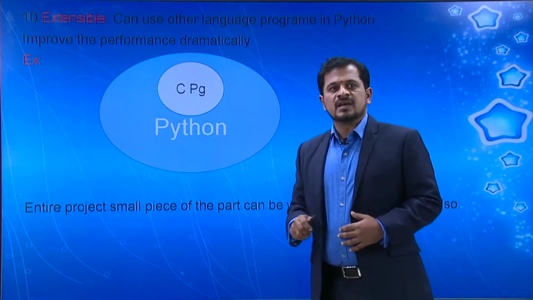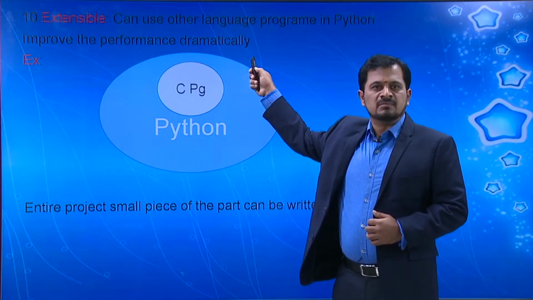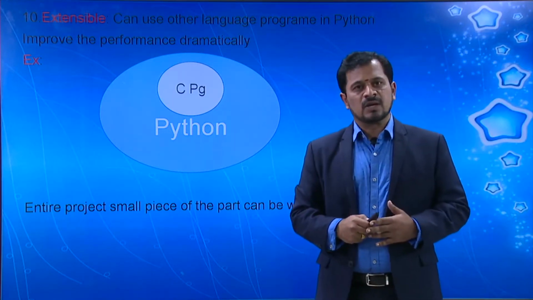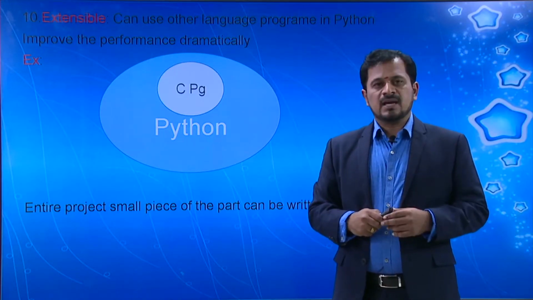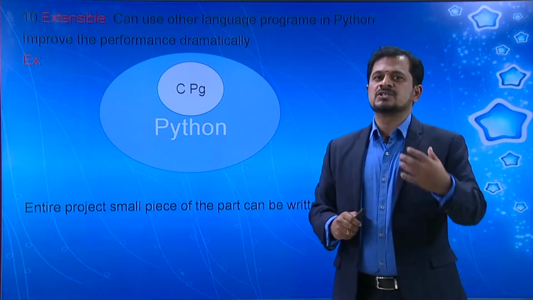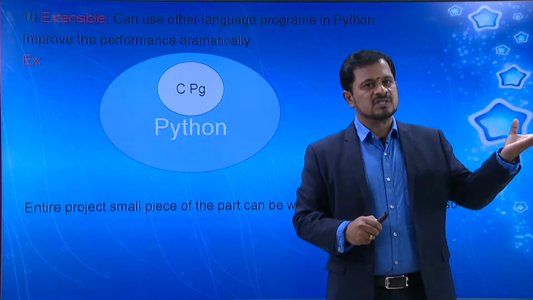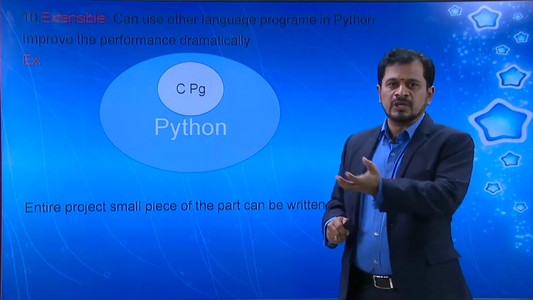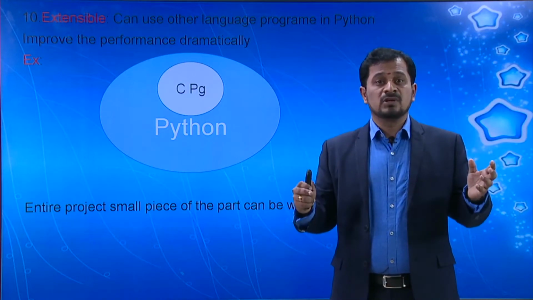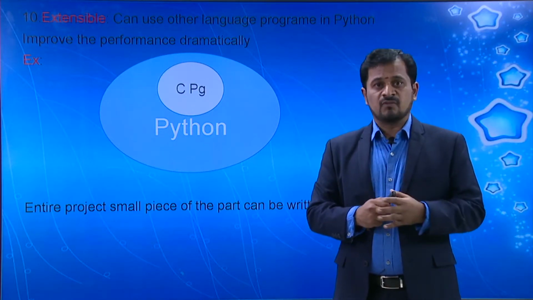The 10th feature is extensible. That means we can use other language programs inside our Python. Why do we want to use other language programs inside our Python program? That is a very good doubt that may arise in your mind. Sometimes I want to do some bitwise operations to improve the speed of my program, so some part of the program I want to do with C, some part with Modula-3, some part with Java, but the entire project I want to develop in a Python environment, so that it is interoperable as well as platform independent.